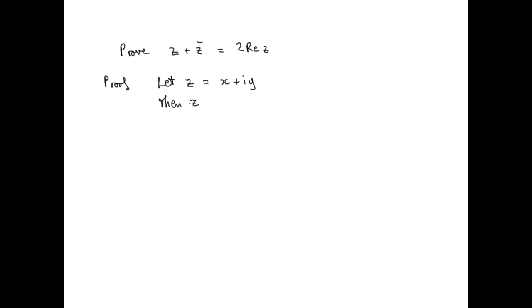Then its conjugate will be x minus iy. When we add these two complex numbers together, x plus iy plus x minus iy, we get twice x and the imaginary parts cancel. Now we know that the real part of z is x, so this is twice the real part of z, and that's our proof completed.